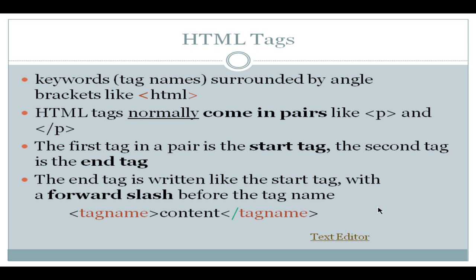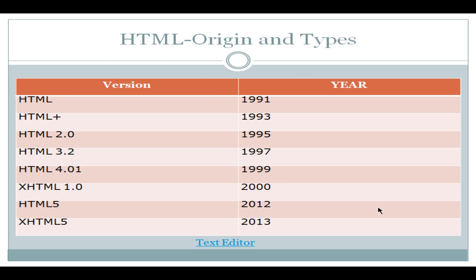Now, where did HTML originate and what are the types? Well, HTML originated in 1991 when the ARPANET was also sprouting, and the ARPANET is what we know as the internet now, and the internet too, whatever. And it went on to HTML plus 1993 and so on, and I'm right here at HTML5.